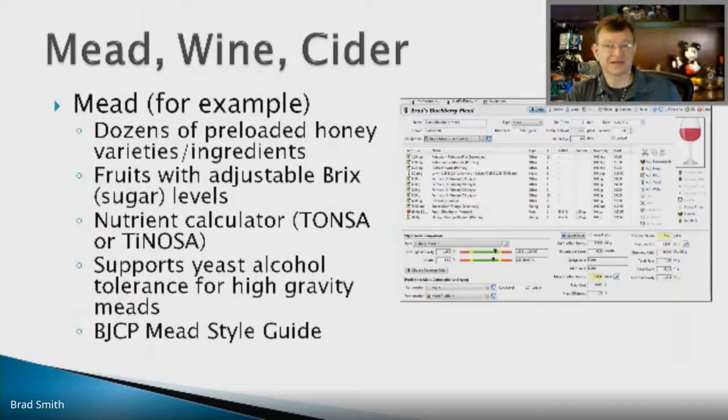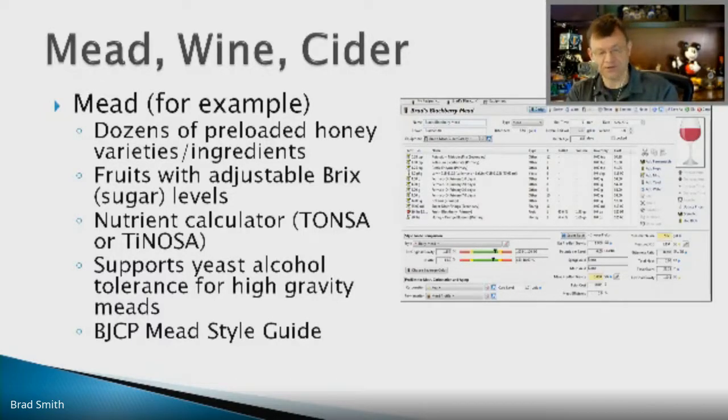This is a mead example, but there's a whole bunch of honey varieties and ingredients now preloaded for mead. The fruits are adjustable by the Brix or sugar level. You can take that reading with a hydrometer. There's a nutrient calculator built in. If you're into mead, you can do either the TOSNA or the organic or inorganic nutrient calculations right in the program.